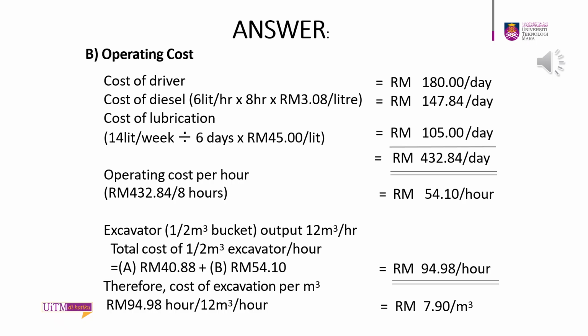Dividing this by 8 working hours gives an operating cost of 54 ringgit and 10 sen per hour. Next, we combine this with the capital cost we calculated earlier. 40 ringgit and 88 sen plus 54 ringgit and 10 sen, giving a total machine cost of 94 ringgit and 98 sen per hour. Since the excavator produces 12 cubic meters per hour, we divide 94 ringgit and 98 sen by 12. This gives a final excavation cost of 7 ringgit and 90 sen per cubic meter.